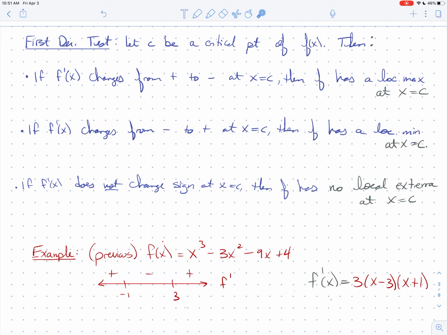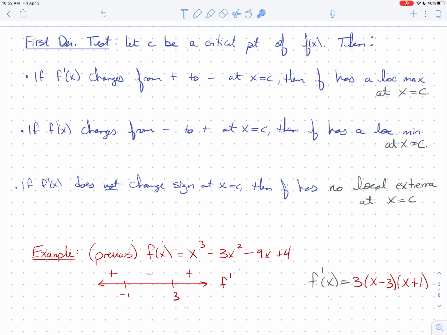One, if f prime, the derivative, changes from being positive on the left to being negative on the right at x equals c, then f has a local max at x equals c. If the derivative changes from being negative on the left to positive on the right at x equals c, then f has a local min at x equals c. And if f prime does not change sign at x equals c, then f has no local extrema at x equals c.